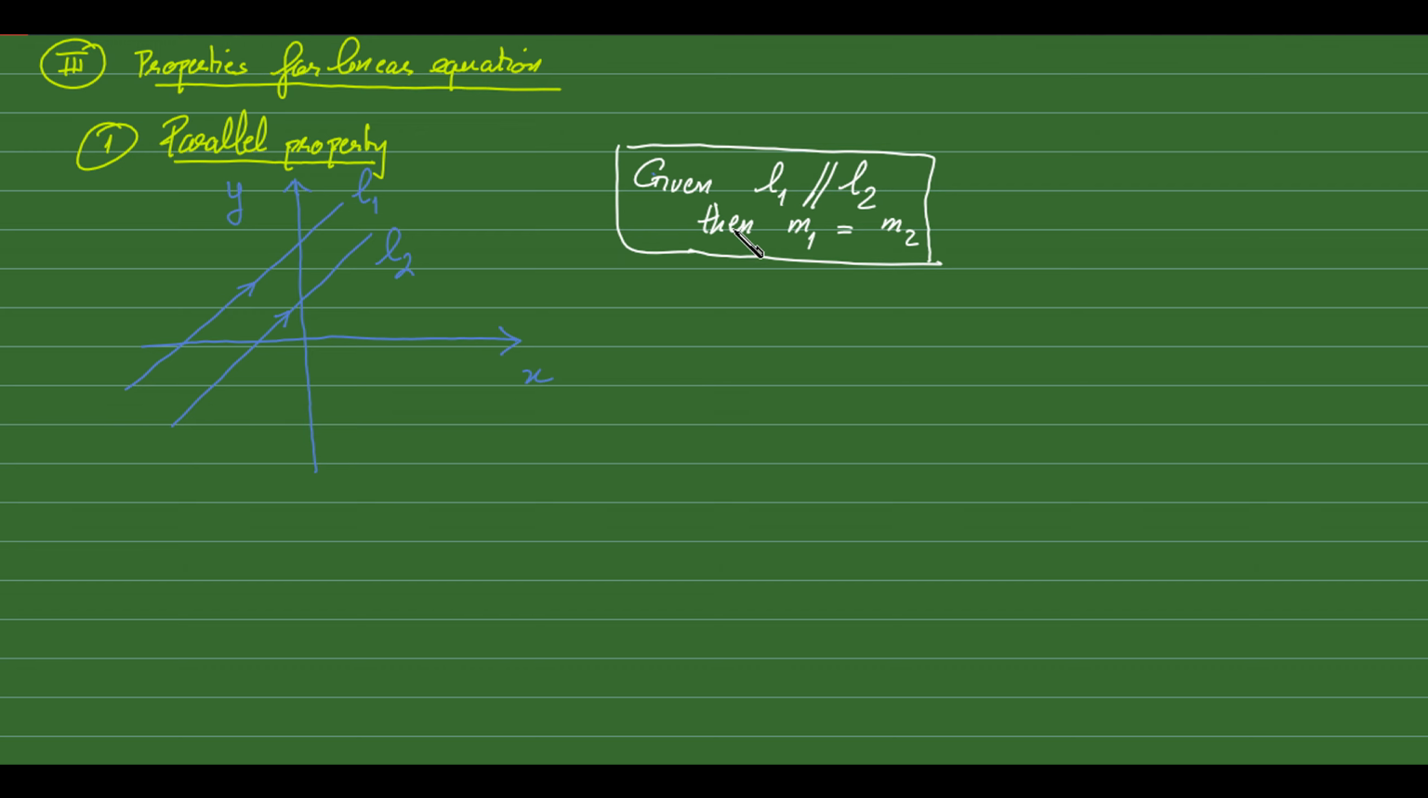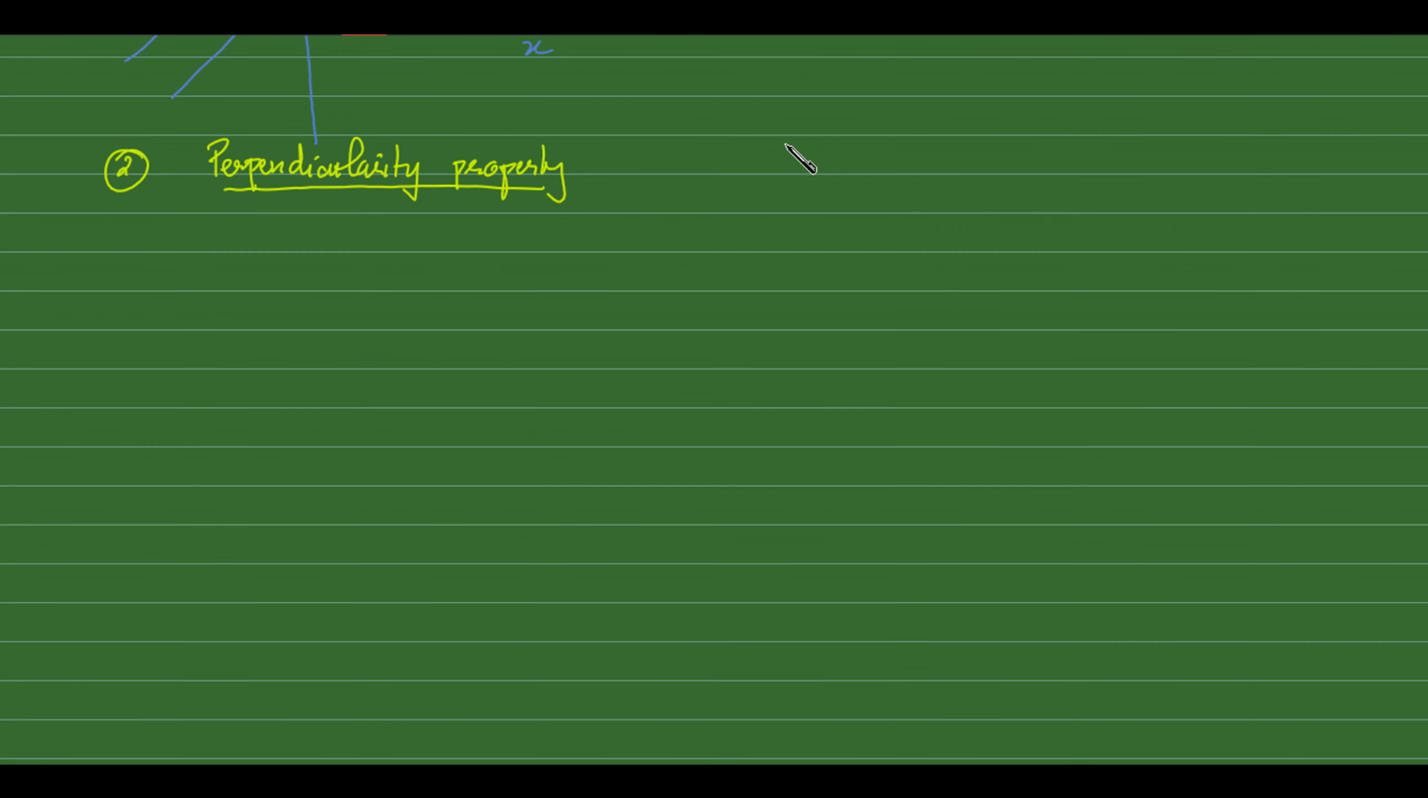It's very important because it's going to help you write linear equations later. Okay, and the second property I call the perpendicularity property. Okay, and again I will have a coordinate system like this.